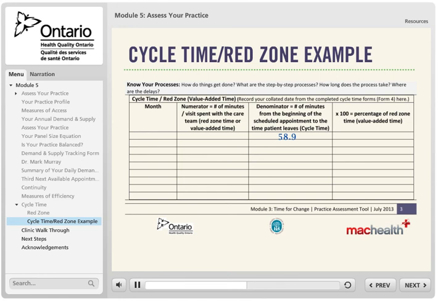Using the data from the 15 completed cycle time forms, Dr. Smith and Jackie calculated the average time spent with the care team to be 15.9 minutes. The red zone time then was 27% in this example. The patient spent 73% of their visit not engaged with a provider. Dr. Smith and Jackie realized they had lots of opportunities to make changes to decrease the amount of time the patient had to wait during their visit by looking at the data to identify where the longest waiting periods occurred.